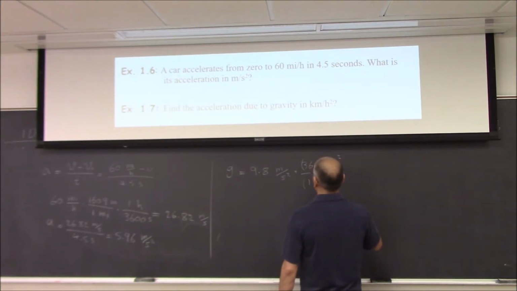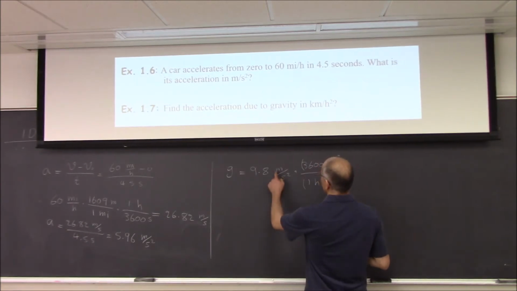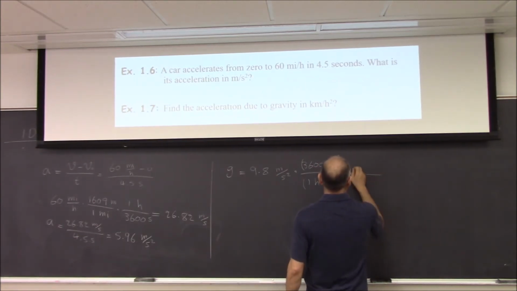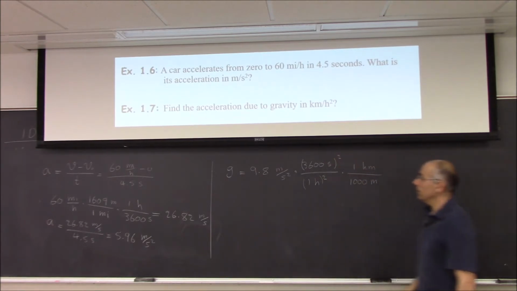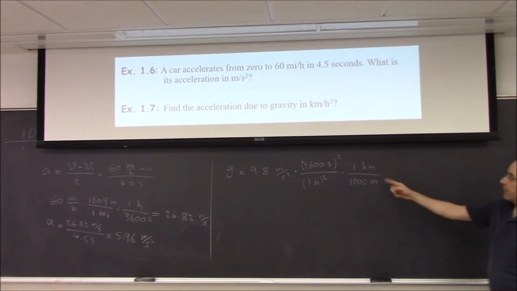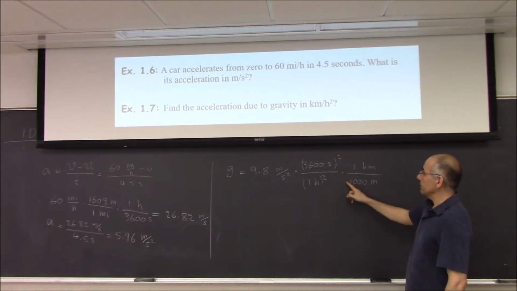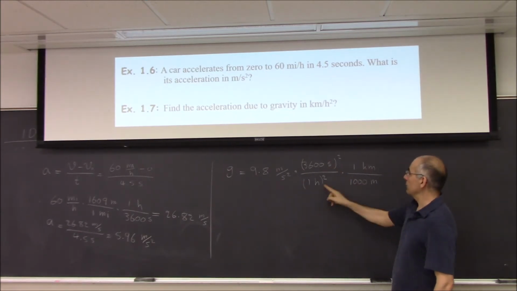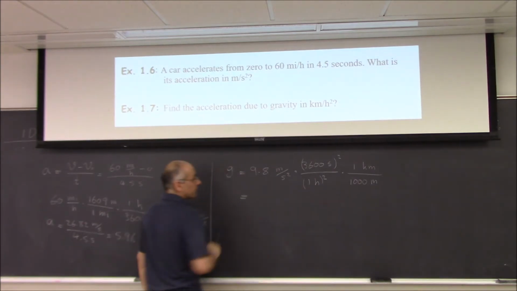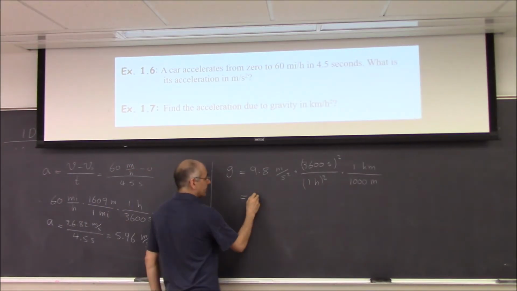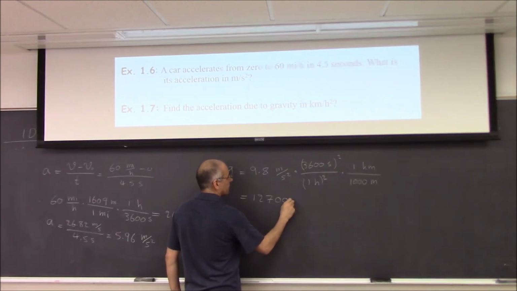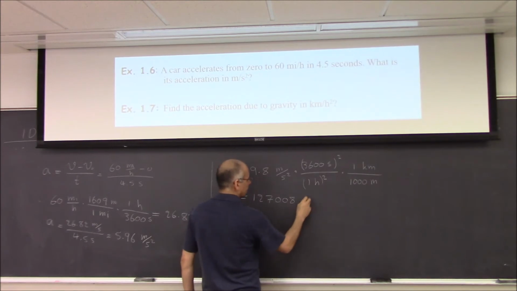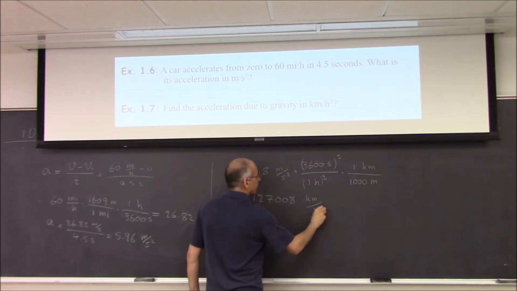And then kilometers, we want to convert meters to kilometers. So 1 kilometer and 1,000 meters in the denominator, so that it cancels out. The meters cancel out, and the seconds cancel out, so we get kilometers per hour squared. All right. What is the result? 127,008. That's 127,000 kilometers per hour squared.